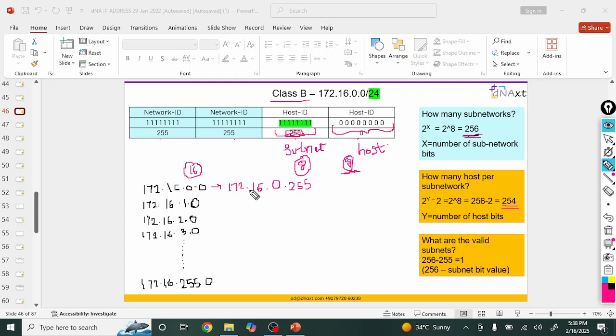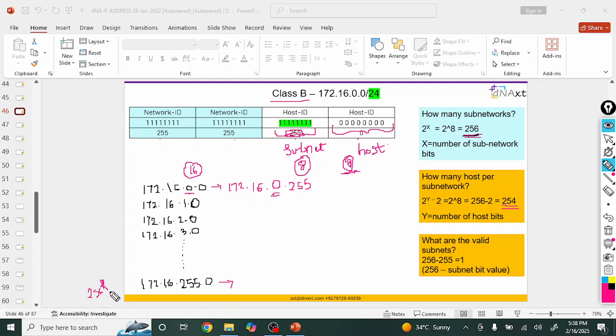So 172.16.0.255, meaning the number in the third octet here is the same number that appears in the broadcast ID, because the next number is where your next subnetwork starts. Are you getting this? 172.16.0.255. So in the second one, it will be 172.16.1.255, 2.255, 3.255.